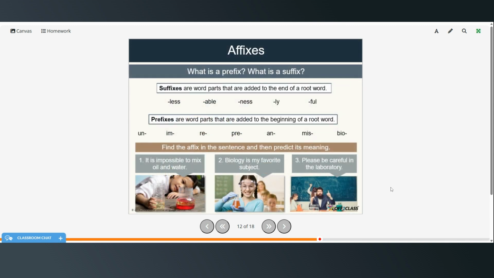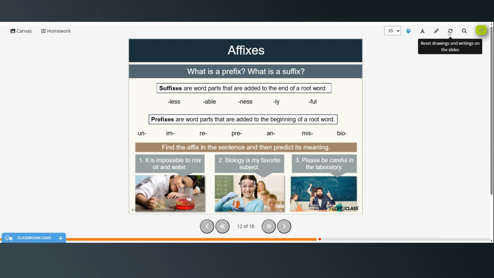Okay, affixes. So what is a prefix and what is a suffix? Suffixes are parts of words that are added to the end of a root word. Some examples of that would be less, able, ness, ly, and ful. And prefixes are word parts that are added to the beginning of a root word: un, im, re, pre, an, mis, and bio. So find the affix in the sentence and then predict its meaning.